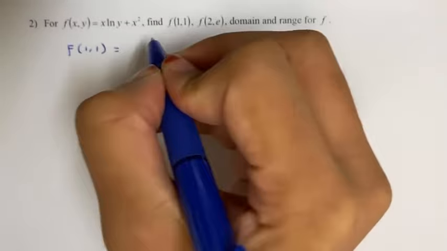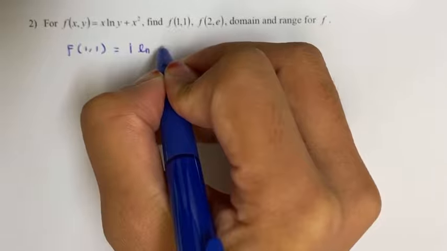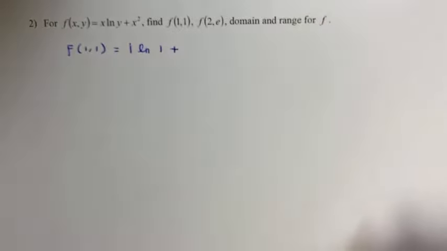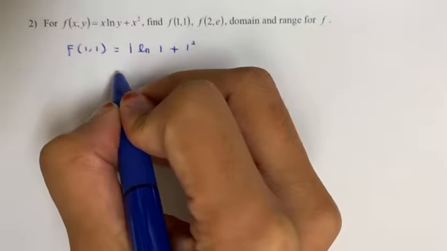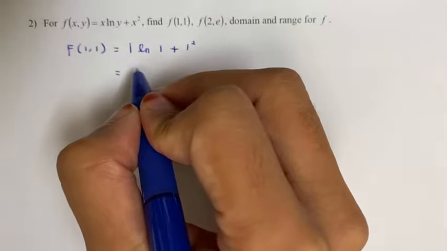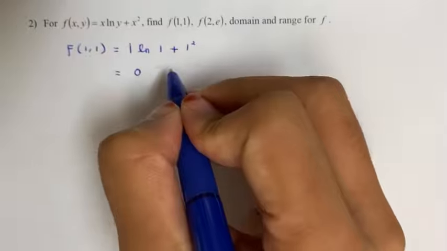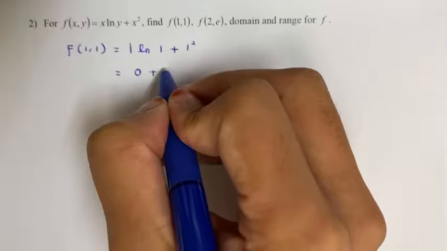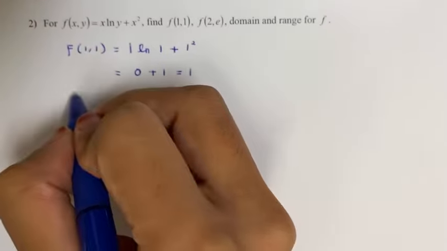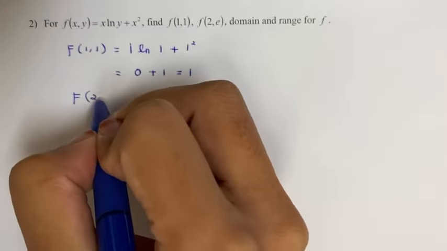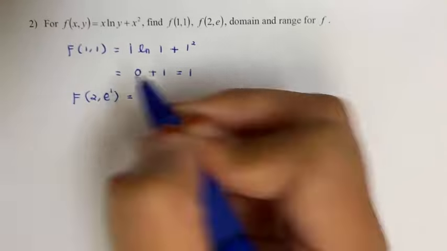So f(1, 1), substitute your x and y, you will have here 1 ln 1 plus 1 square. So 1 ln 1, when you use the calculator, you have this equal to 0. Plus 1 square is equal to 1, so this is 1.